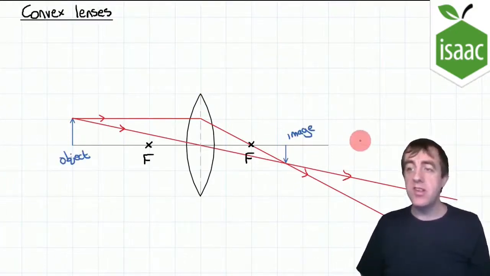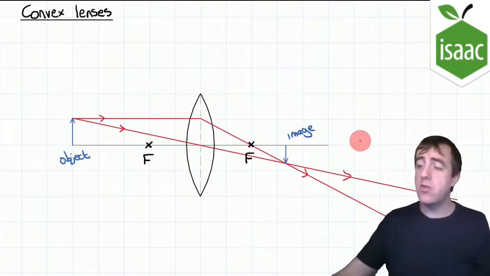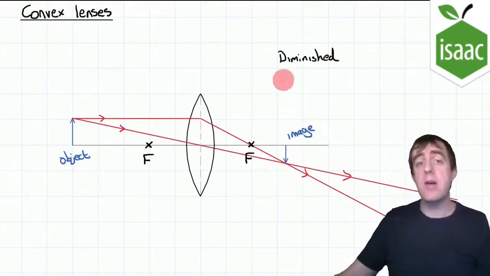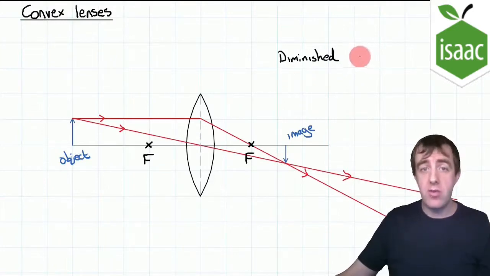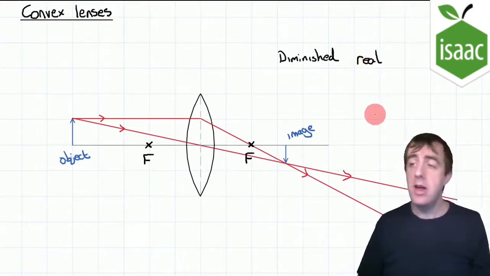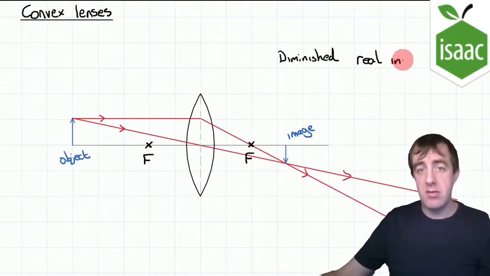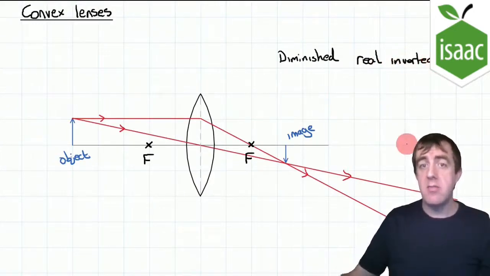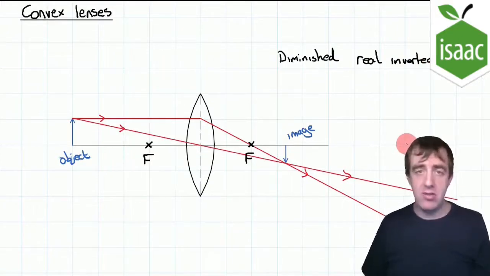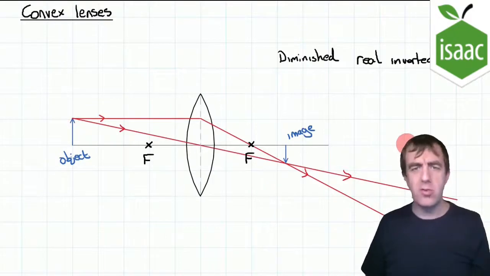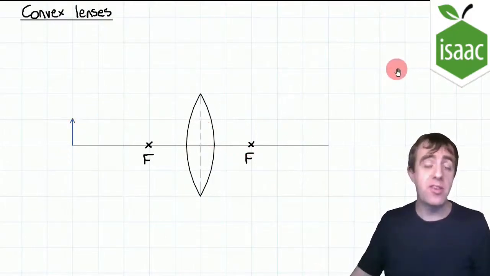And you will notice it is smaller than the object. The word we use for that is diminished. The light does in fact cross that point, so we call it a real image. And because it is upside down, we can call it an inverted image. So this is a diminished real inverted image, or a real diminished inverted image. I don't think it matters what order you put these words in. And those are the two principal rays.